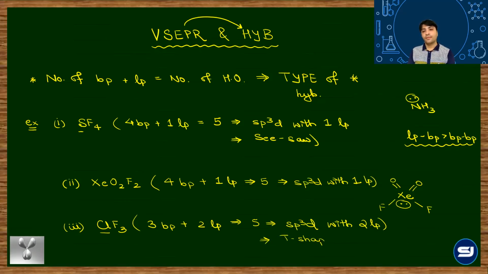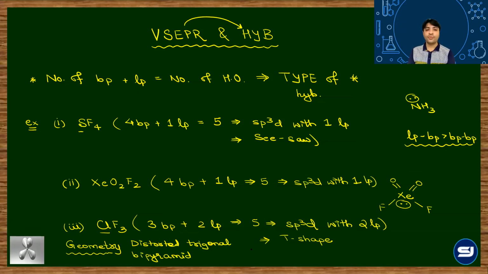T-shape. It is T-shape. And what is the geometry? Trigonal bipyramidal. See, once again, I'm telling you, if they ask you geometry, it is with respect to the regular arrangement. So, main specifically likhunga distorted trigonal bipyramid. Trigonal bipyramid agar option mein hai to bhi chalega, but more specifically it is distorted trigonal bipyramid geometry, and because of the distortion now the shape becomes T. That is how you speak. Samjha? Jaise ammonia ka geometry is tetrahedral only but shape is pyramidal. Geometry tetrahedral distorted specifically and the shape is pyramidal. Samjha?